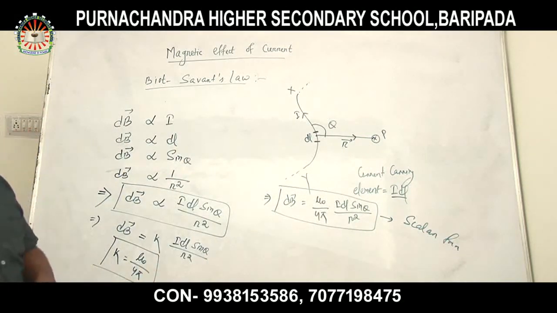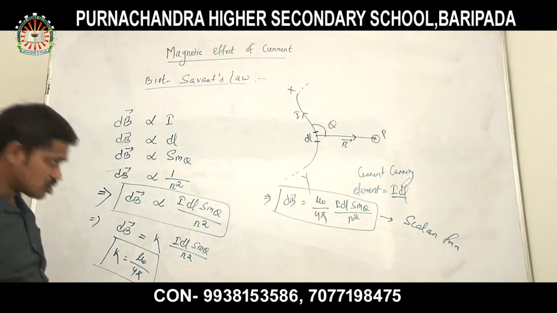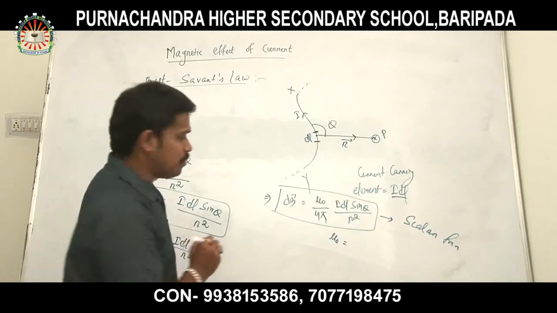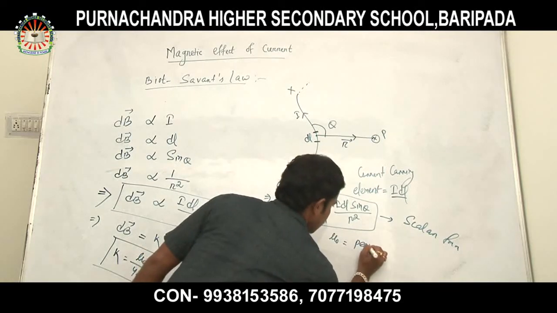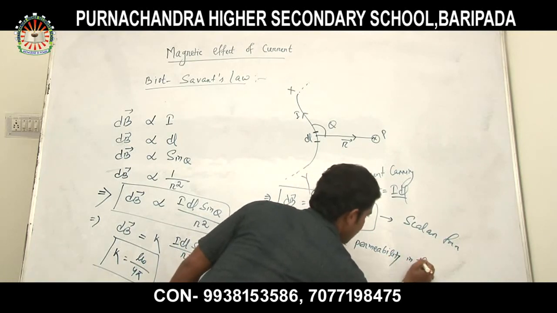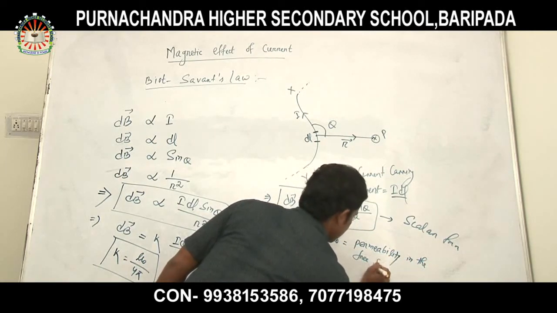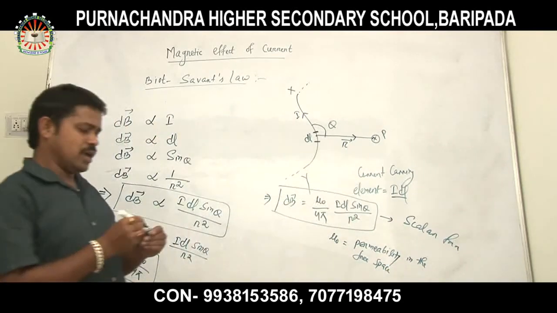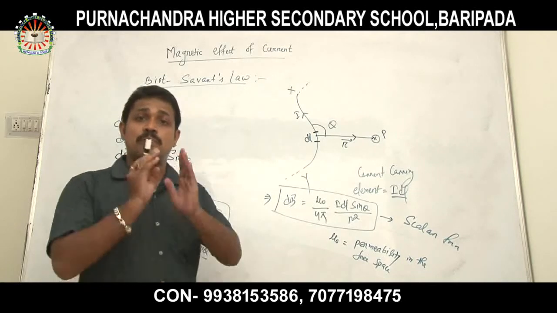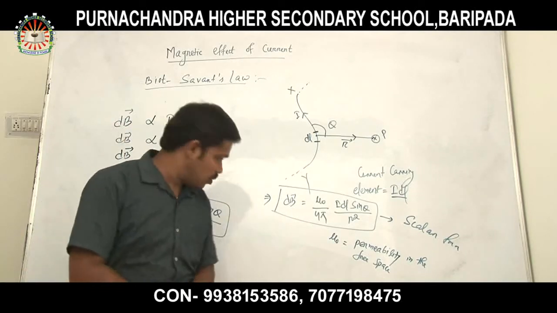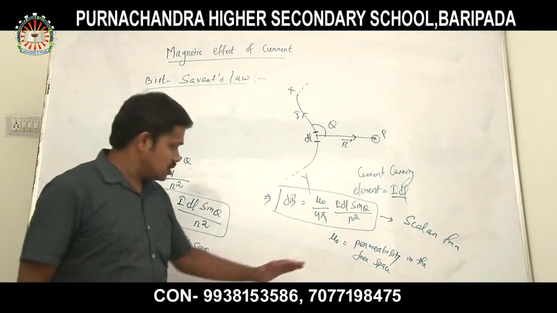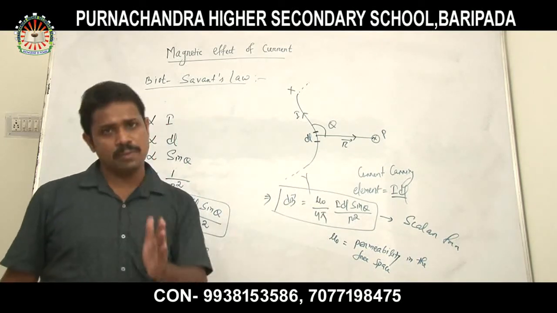Okay, so dB is equal to mu 0 by 4 pi dl sin theta by r square, where mu 0 is the permeability in the free space. In electrostatics we were dealing with epsilon 0. Epsilon 0 is the permittivity in the free space, whereas mu 0 is the permeability in the free space. So mu 0 is again the property of a medium.